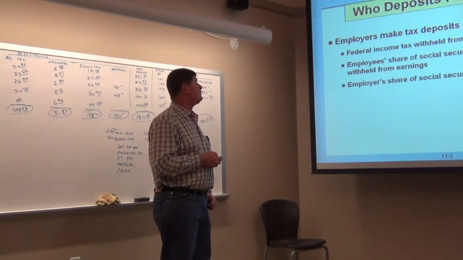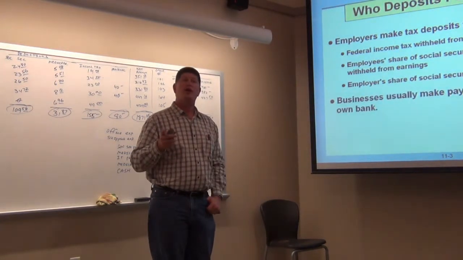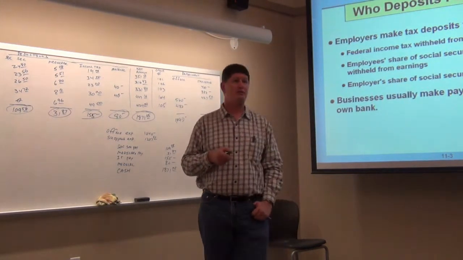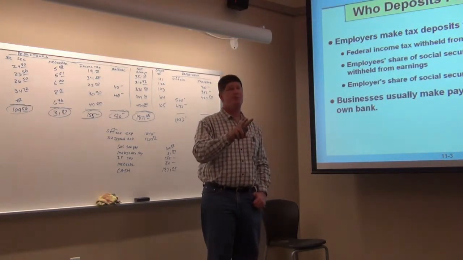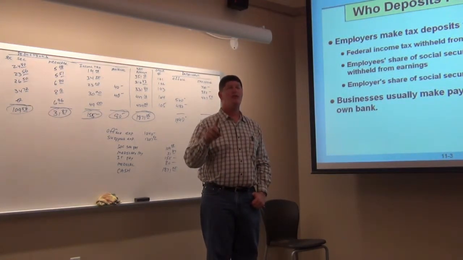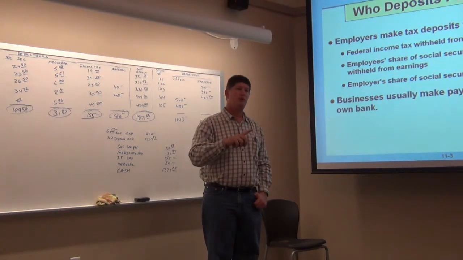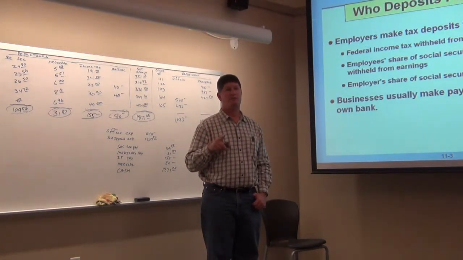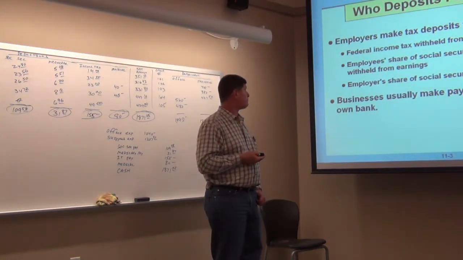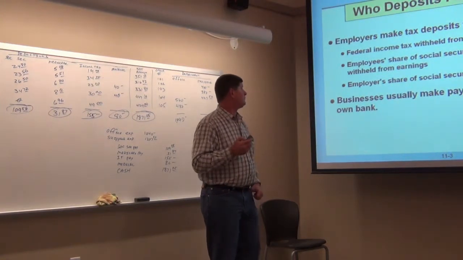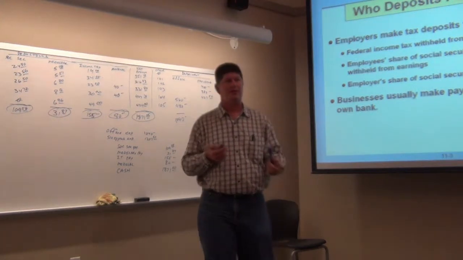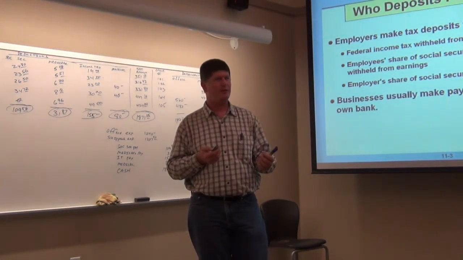Let's see. Social Security, Medicare, income tax. Remember, we withhold Social Security and Medicare taxes from the employees' checks, but on both of those, remember that the employer matches the amount. So when they make the payment of the tax to the government, they have to include the employer's share of that as well. Okay? This is kind of old because it still says that businesses make their payroll tax deposits at their own bank. If you walk into your own bank and try and do that now, they send you away.